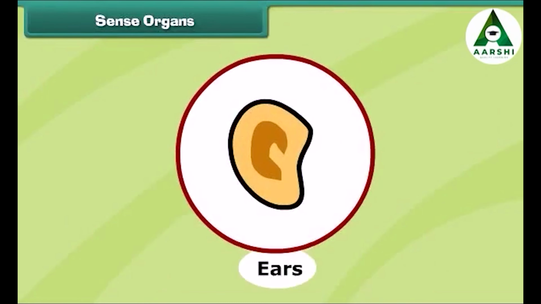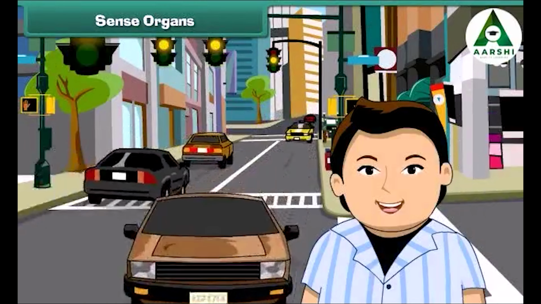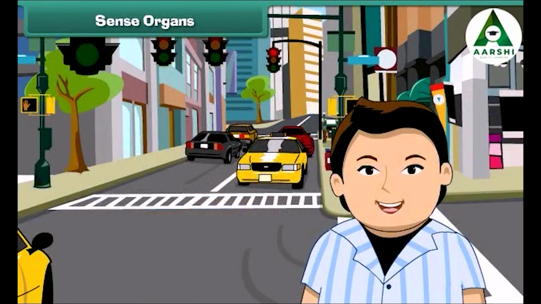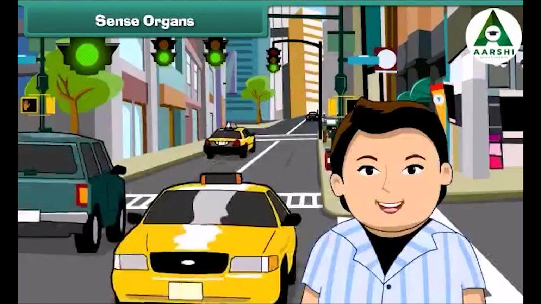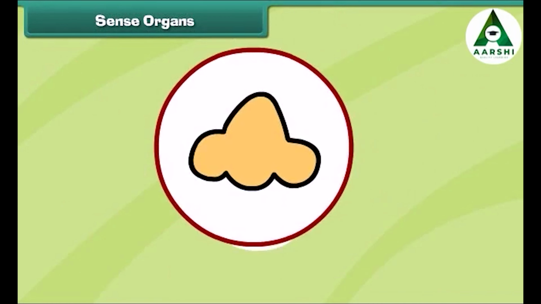Now let's know about ears. We have 2 ears on each side of our face. The ears help us to hear sounds in our surroundings. Friends, let's move on to the next sense organ. We can smell various good and bad odors with the help of our nose.